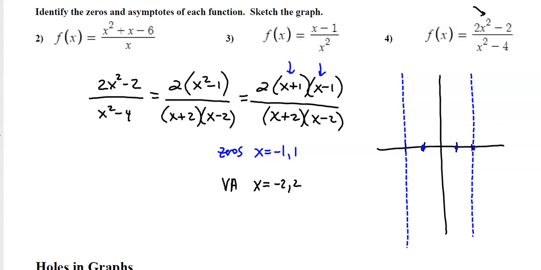And then let's see about the horizontal asymptote, because I noticed there's a tie up here. So I'm like, all right, what about the horizontal asymptote? Well, since there is a tie, the horizontal asymptote is just the coefficients, which was 2 over 1. So that's going to be at y equals 2. So I have another asymptote chilling right here.